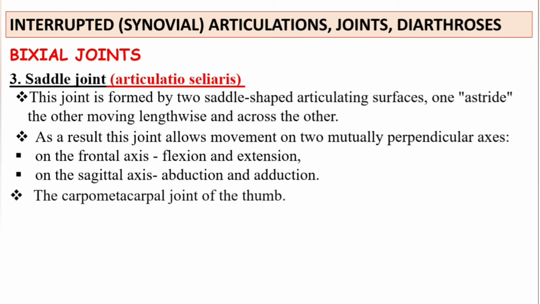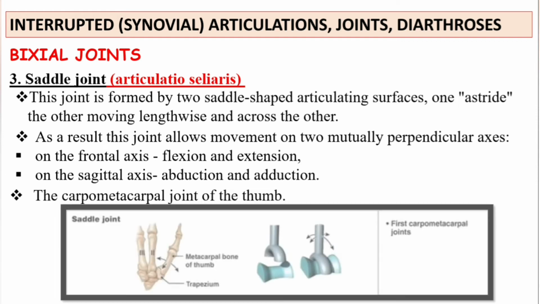A very good example is the carpometacarpal joint of the thumb, the first one. The thumb is the first, right? So you can see, it can go to this side or towards you, and it can go to the front or to the back. You can try these movements at the thumb: abduction, adduction, flexion, extension. So that is the saddle joint of the thumb, the first carpometacarpal joint.